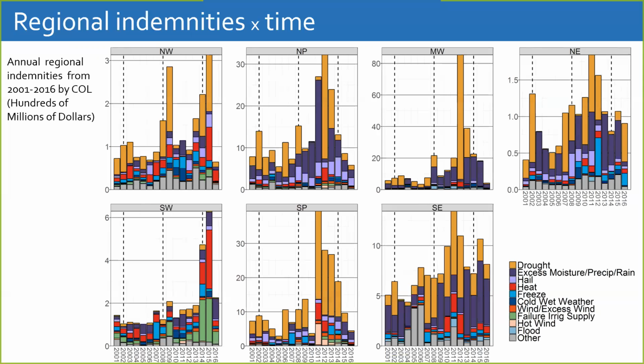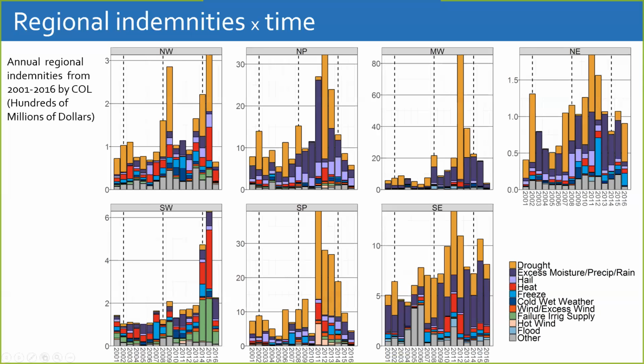And there are some other interesting things to note. Drought as a cause of loss is noticeable in each region between 2011 and 2014. The Midwest has the largest range in annual regional indemnities, while the Northeast region has the smallest. Due to the importance of water in the Southwest and the number of irrigated crops, failure in irrigation supply, in the light green, unsurprisingly makes up a large portion of indemnities. And in 2011, hot wind comprised a noticeable portion of indemnities in the Southern Plains in this light pink.